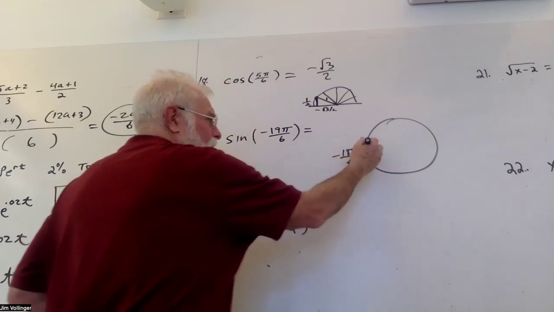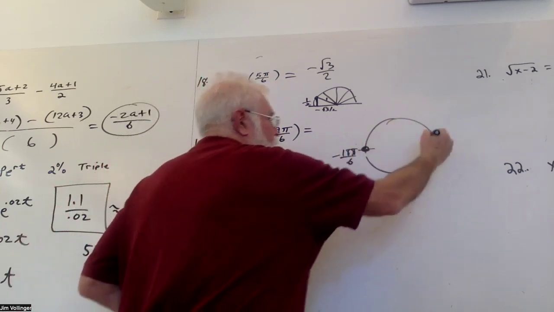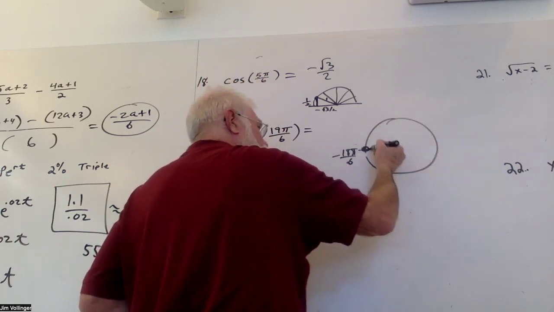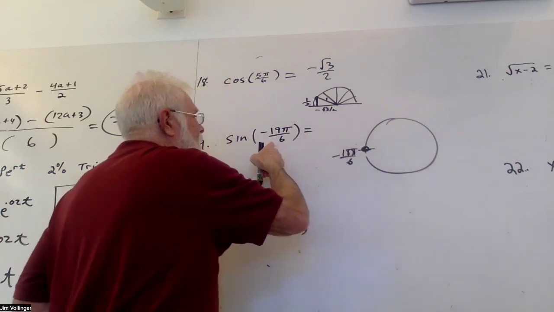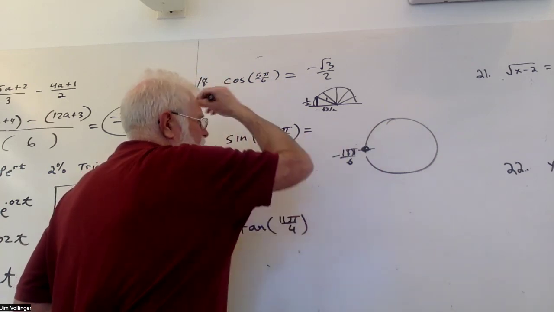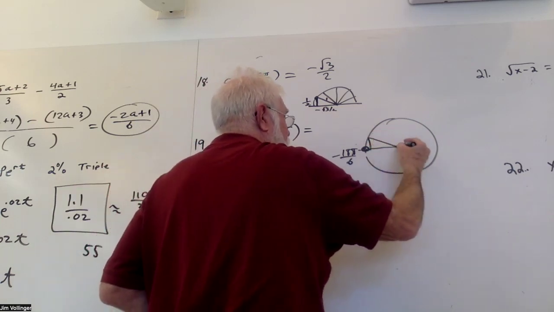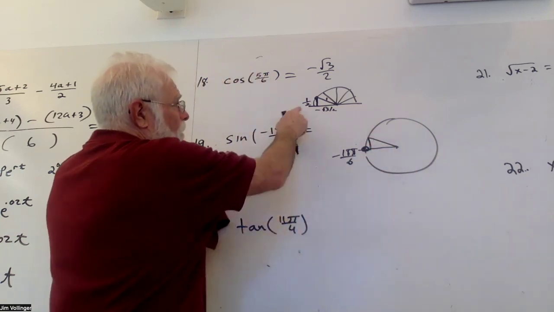Right, 3 pi on this side, 1 pi, 2 pi, 3 pi. Oh, I'm going in the negative direction. 1 pi, 2 pi, 3 pi. I want to be at 19 pi over 6. So that means I'm actually at the same place. And this time I want the sine, so we already have it.